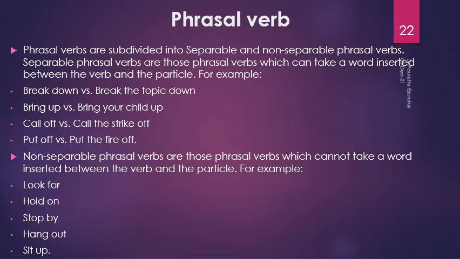The non-separable phrasal verbs are those phrasal verbs which cannot take a word inserted between the verb and the particle. For example, we have look for. Look for cannot be separated, so we can't have words like look it for or look the man for. It means that it is a non-separable phrasal verb.